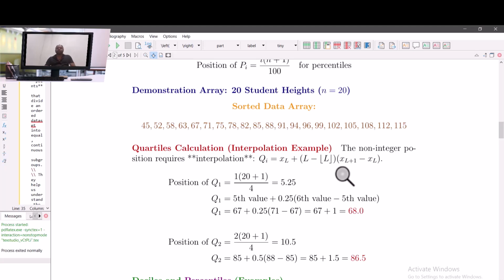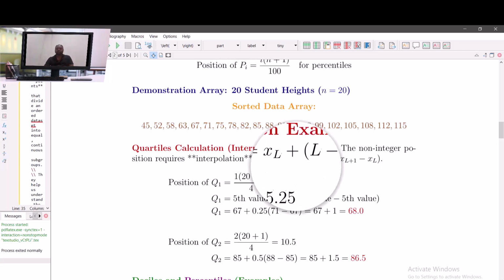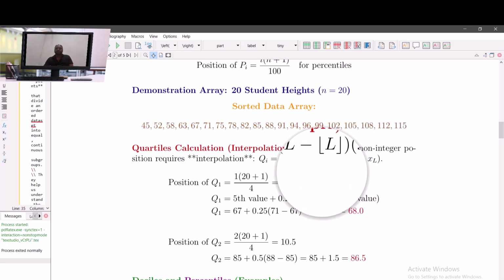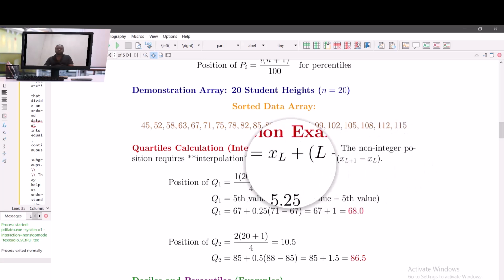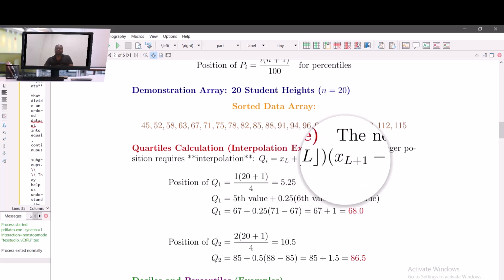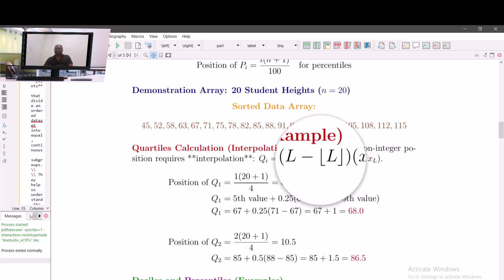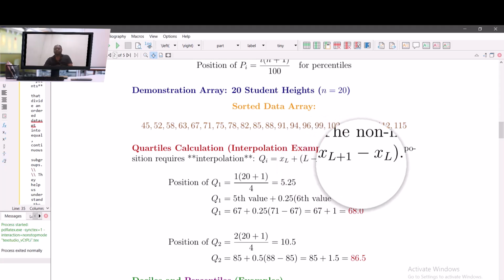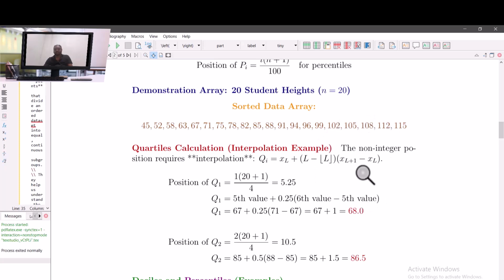Note that if the position is a whole number, no problem. The position as that whole number is the quantile value. Otherwise, we make use of this interpolation formula, where xl is the value at the lth position, then the fraction times this discrepancy, the value at xl plus 1 minus xl.